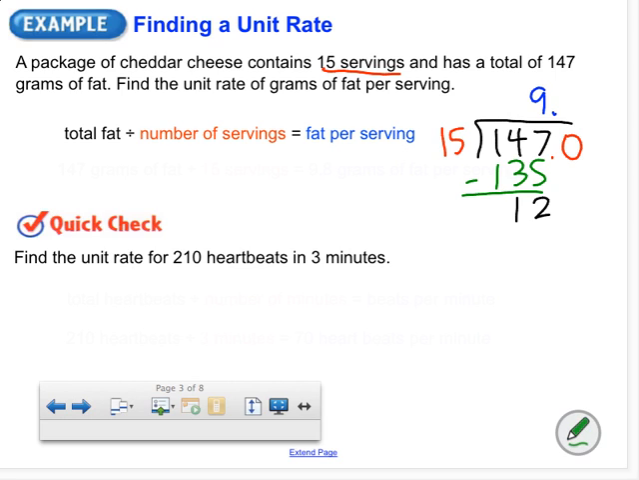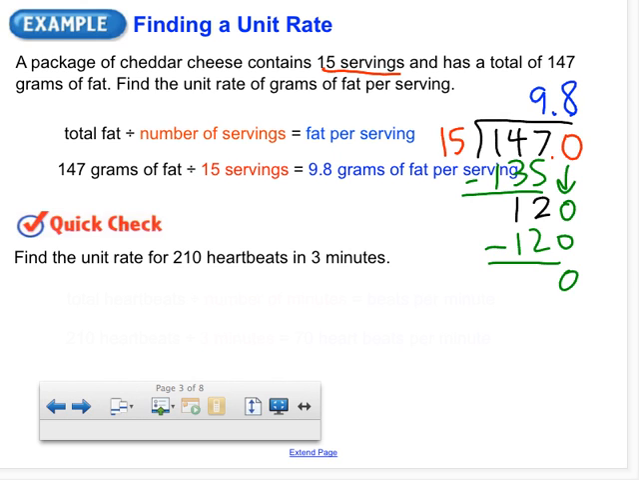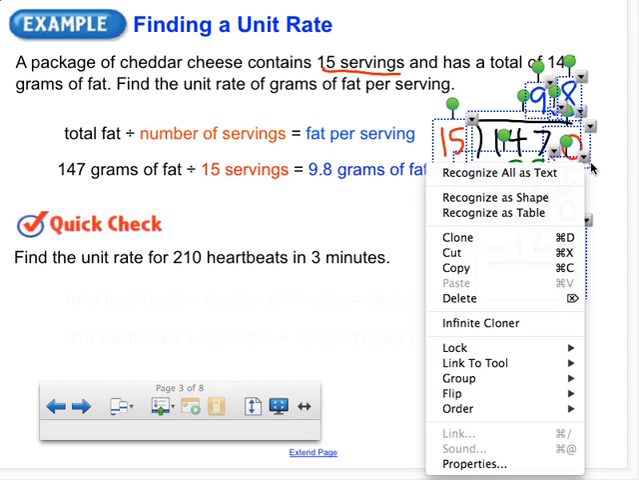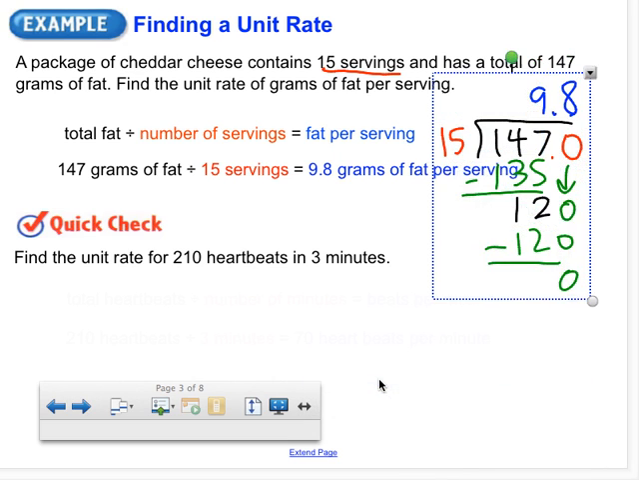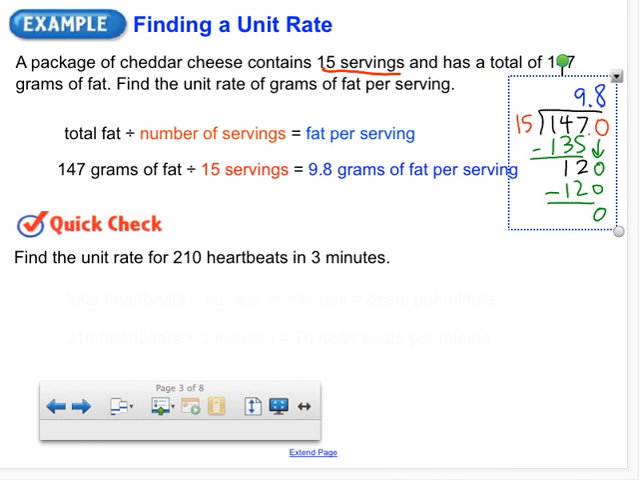I'm going to drop that 0 down. And then 15 goes into 120 how many times? 8. And 8 times 15 gives me back 120, correct? So I have 0. So my answer ends up being 9 8/10 grams of fat per serving. Okay? So let's go ahead and do the next problem.